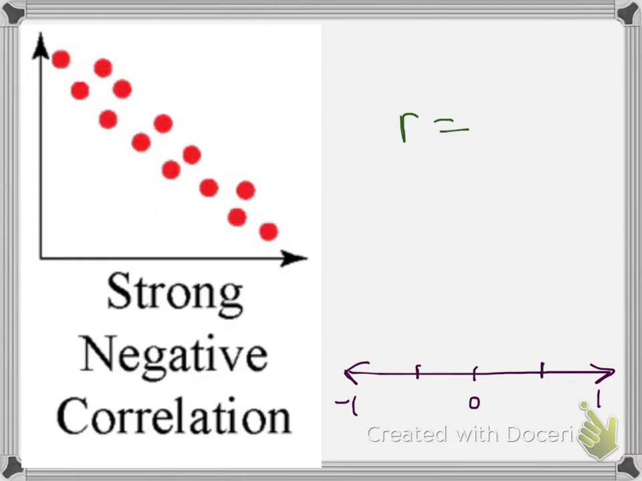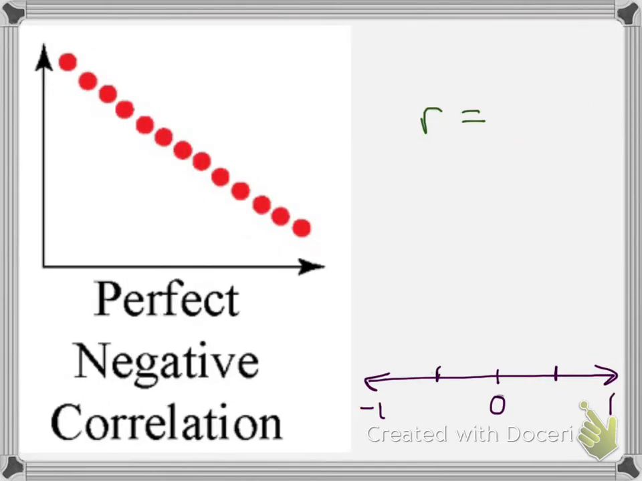An example of a strong negative correlation could be -0.93, which will fall somewhere over here. See how it's much closer to -1? That's what makes it a strong negative correlation. And then, of course, the perfect negative correlation will be r equaling -1.